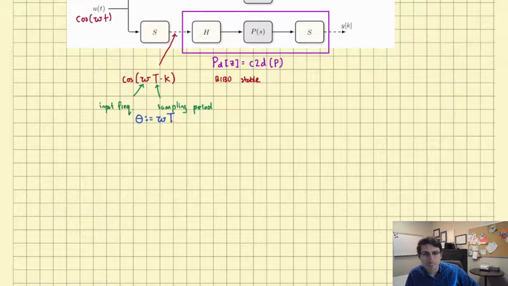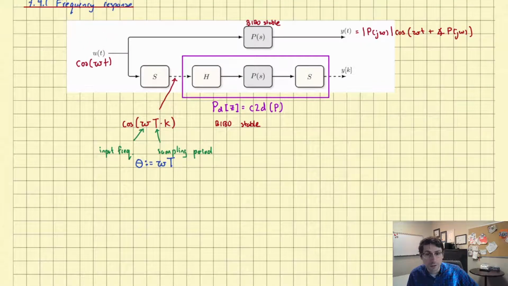Okay, so again, back to chapter 6, what we know is that the output of this bottom branch then is going to also be a discrete time sinusoid of frequency, if you will, theta, with a possibly different amplitude and a possibly different phase. And it looks roughly similar, but we end up with the following.